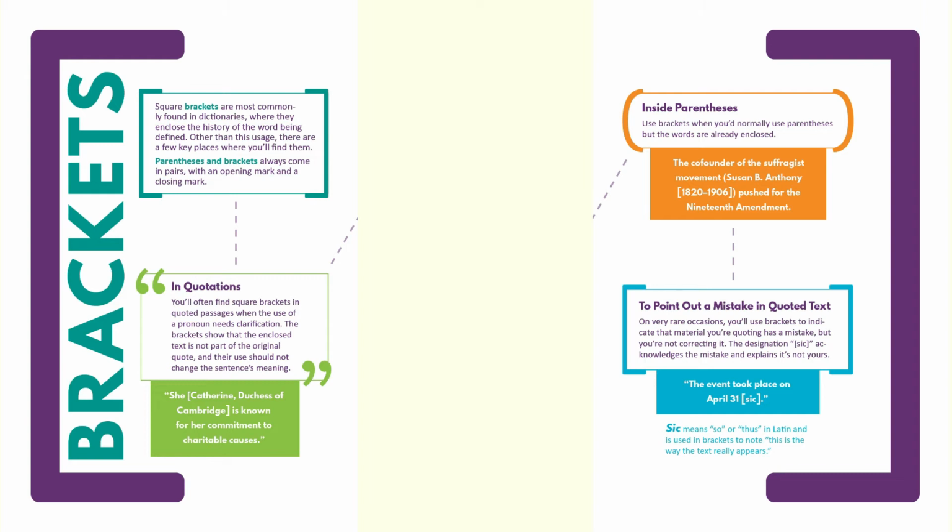Brackets. Square brackets are most commonly found in dictionaries, where they enclose the history of the word being defined. Other than this usage, there are a few key places where you'll find them. Parentheses and brackets always come in pairs, with an opening mark and a closing mark.